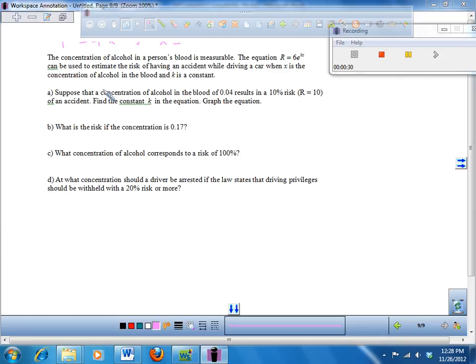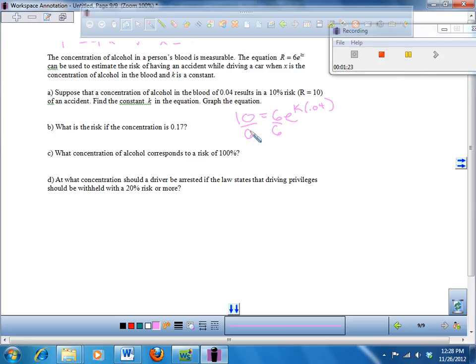So the 0.04 is x. The way you set this up is you go 10 equals 6 e to the k times 0.04. A lot of these problems ask you to first find the constant, and they give you an initial condition, kind of like what we did on those direct variation problems. The first thing you do is separate this away by dividing away that 6.